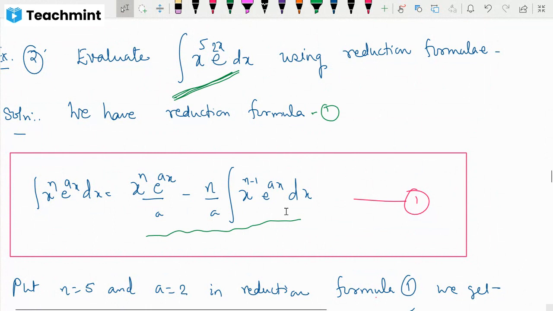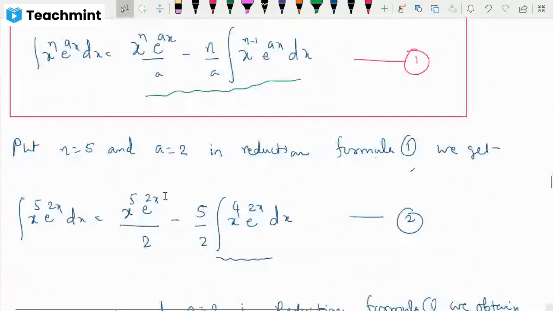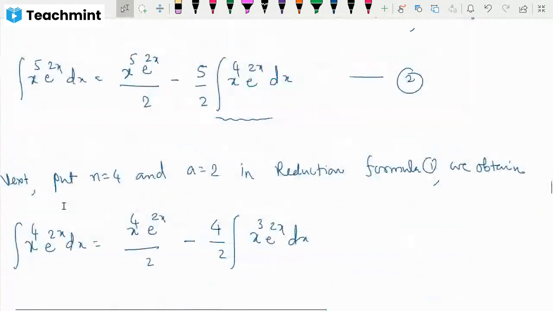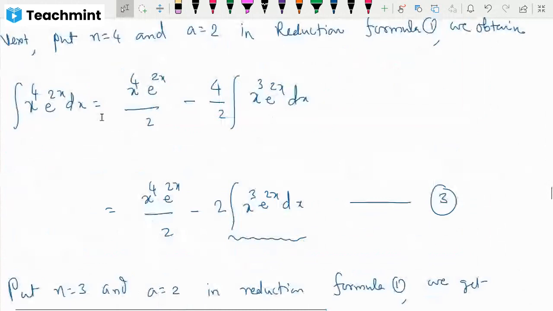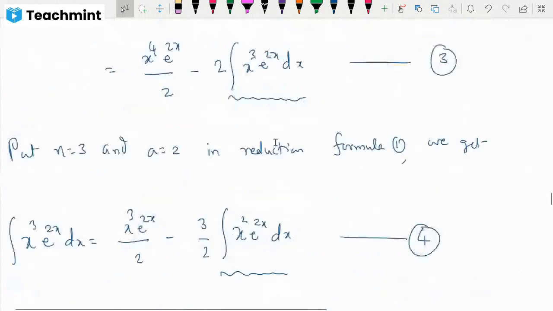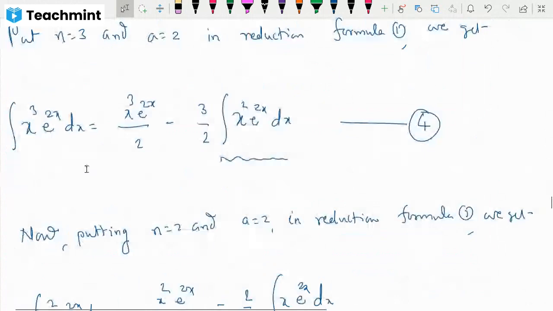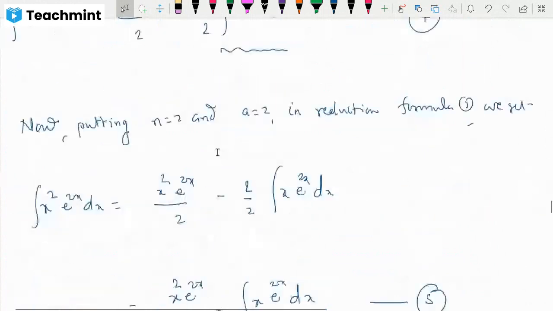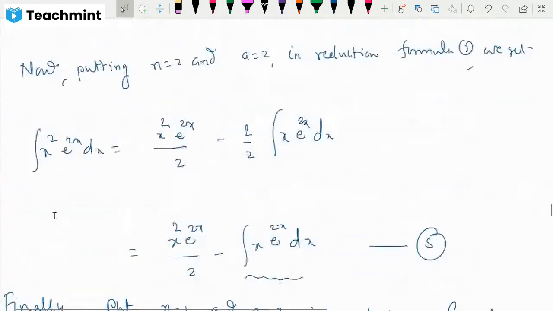So first we put n equal to 5 and a equal to 2 in reduction formula 1. So we get integration of x raised to 5 in terms of integration of x raised to 4. Again, we put n equal to 4. So it gives integration of x raised to 4 in terms of x cube. Then we put n equal to 3, and we get integration of x cube in terms of x square. Then we put n equal to 2, and we get integration of x square into e raised to 2x in terms of x.